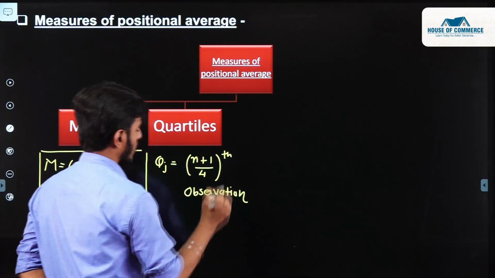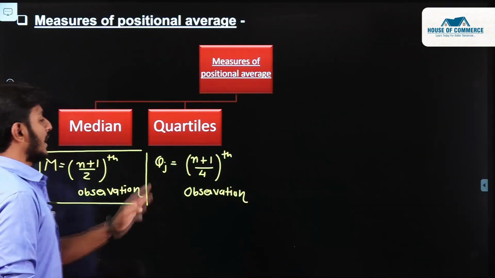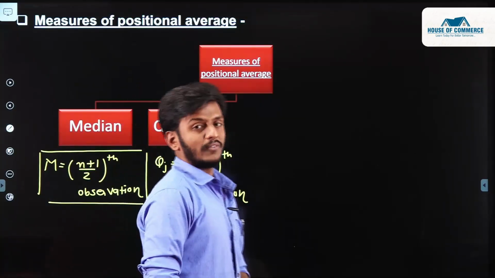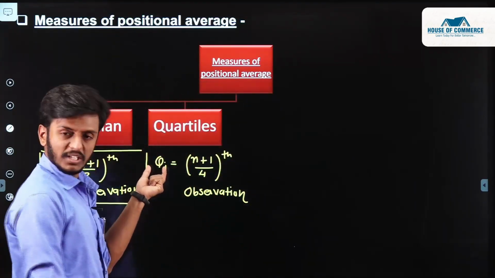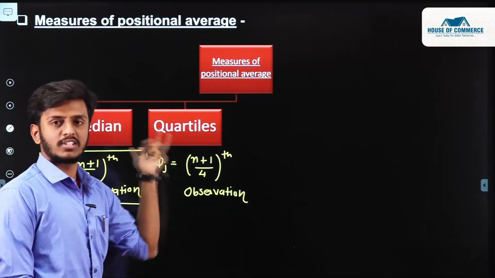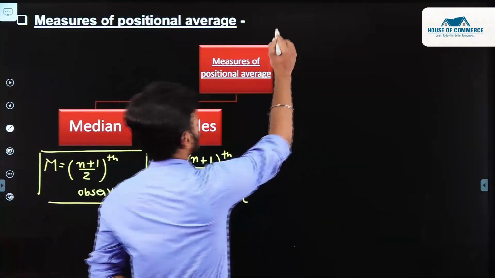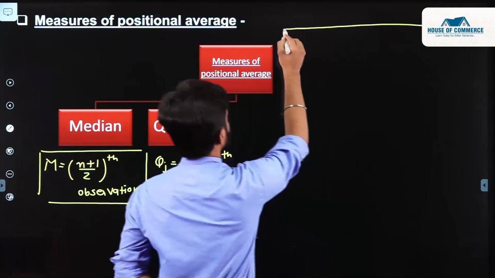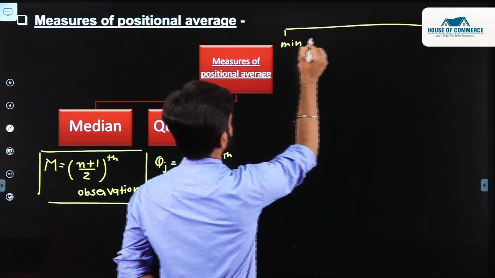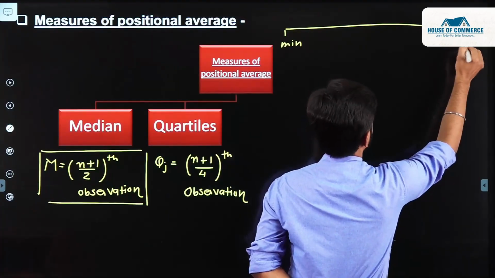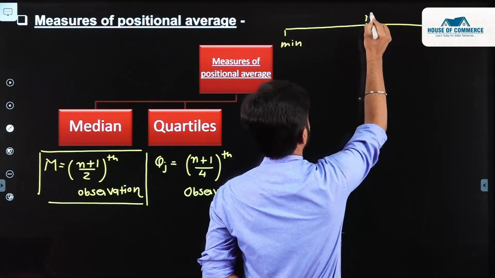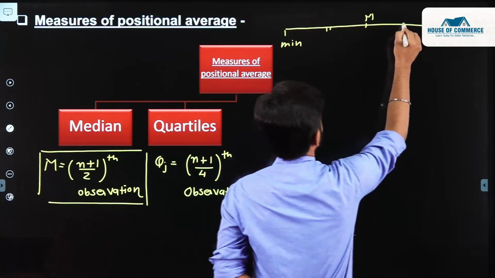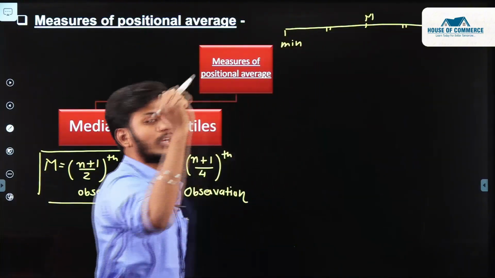Right? The formula will be Qj is equal to j(n+1)/4th observation. Why have we used such a notation, known as Qj? Because if we are arranging our data in ascending order, then we need only one value for dividing the whole observations into equal parts.